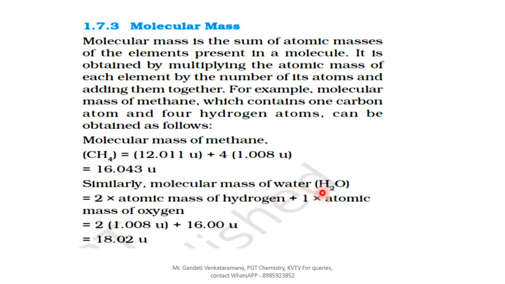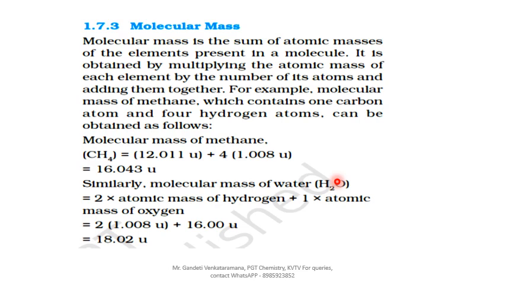Similarly, molecular mass of water, H2O. Hydrogen 1. How many hydrogens are present? 2. 2 into 1, 2, plus oxygen. What is the atomic mass of oxygen? 16. Students, most of you get confused here. Most of the students take 8 for oxygen. No, 8 is the atomic number. Clear? 16 is the atomic mass.